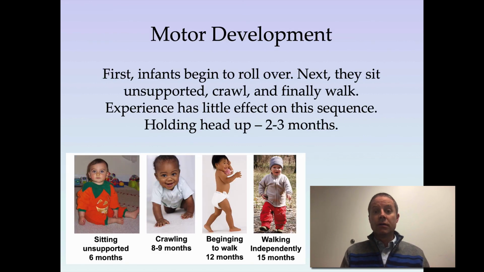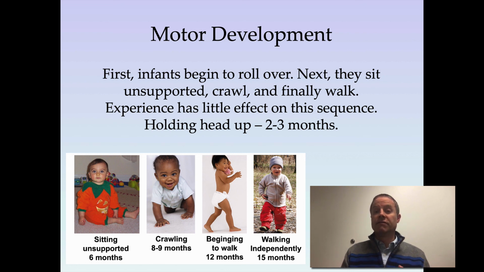So what are the timelines? First, babies roll over, then they sit up unsupported, then they crawl, finally they walk. Starting with holding the head up is about 2 to 3 months. Sitting up is 6 months. Crawling 8 to 9 months. Beginning to walk around 12.